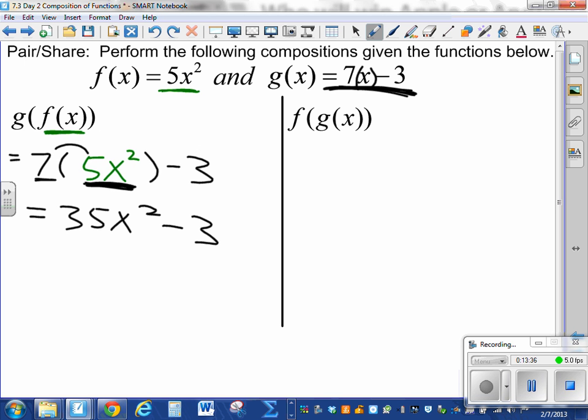Okay? Whoa, I pushed something and I'm not sure what happened. Oh, anyways, okay. So, that's all. That's it. Okay, so 35x squared minus 3.